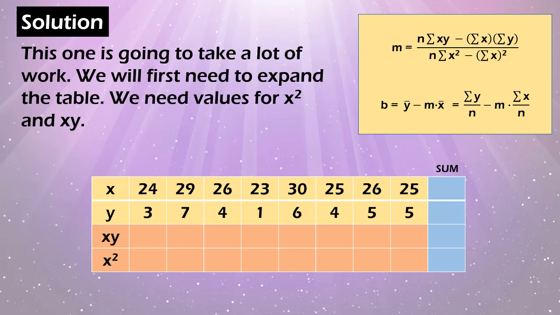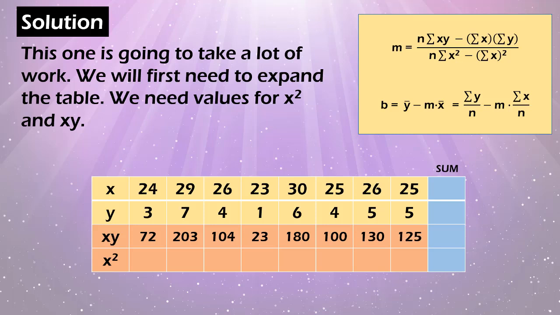So we'll start with x times y. 24 times 3 is 72. 29 times 7 is 203. 26 times 4 is 104. 23 times 1 is 23. 30 times 6 is 180. 25 times 4 is 100. 26 times 5 is 130. 25 times 5 is 125.